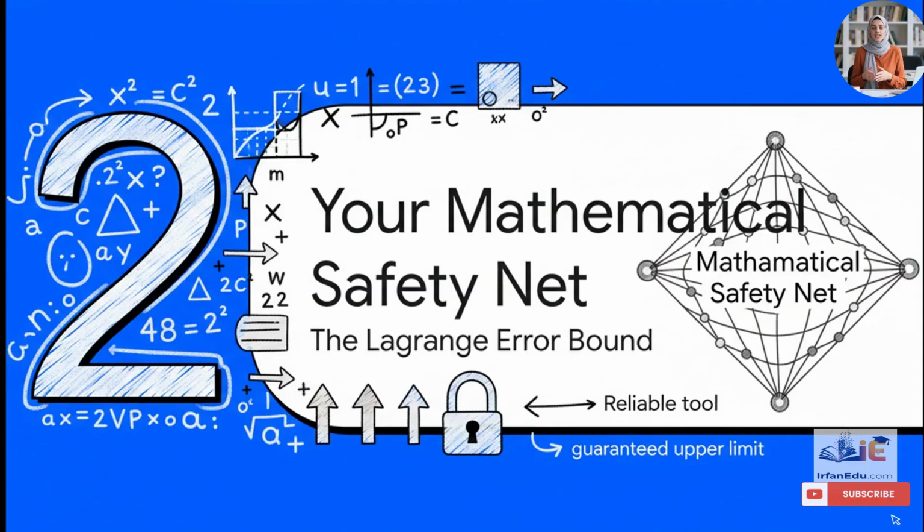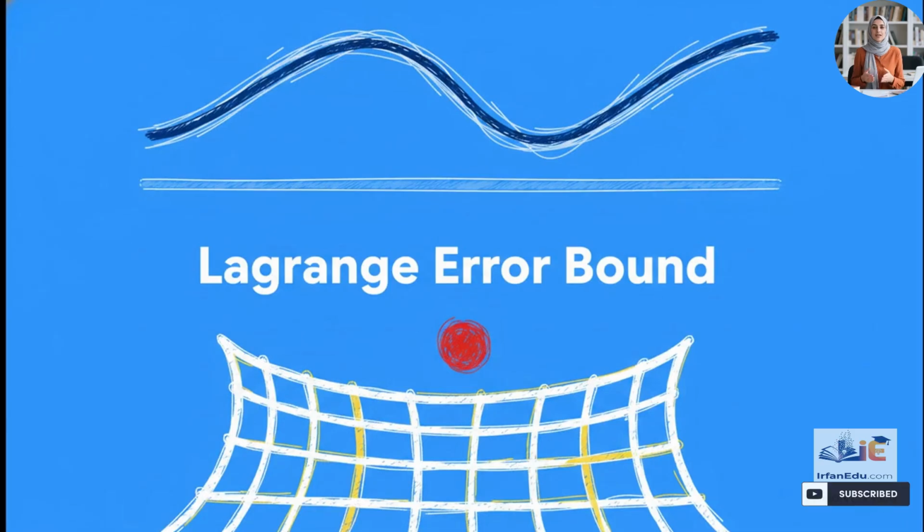So how do we get that confidence? Well, this is where the Lagrange error bound comes marching in. The best way to think about it is as a mathematical guarantee. It gives you a definite, absolute upper limit on your error, turning what was a guess into a genuinely reliable number.